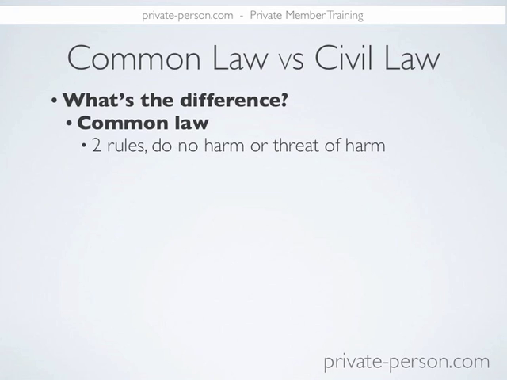Those are really effectively the only two rules or laws that we need to comply with in order to be living a respectful and honoring life with respect to the people around us. So the ultimate rules of common law apply to freedom, responsibility, and liability. You have the freedom to do anything you want, but you also have to accept the responsibility for your actions, and you also have to accept the liability for them.